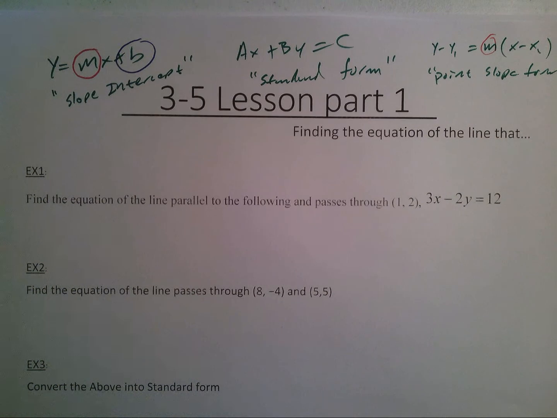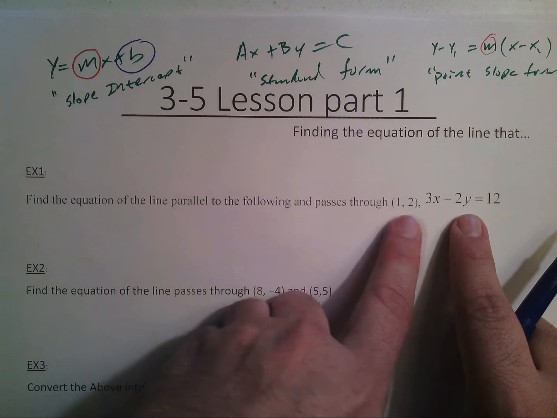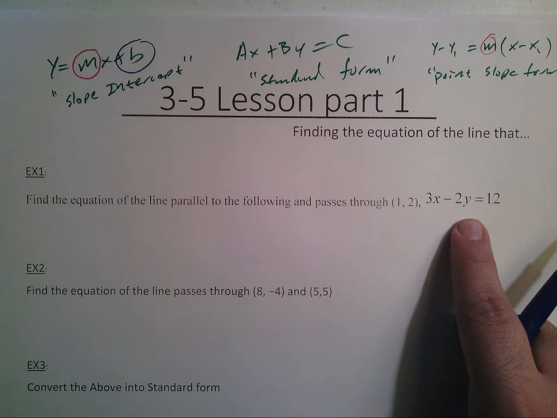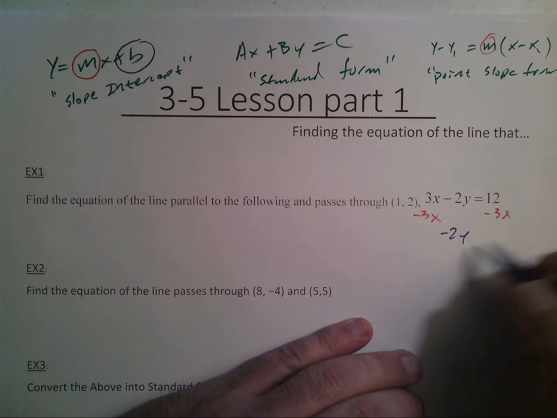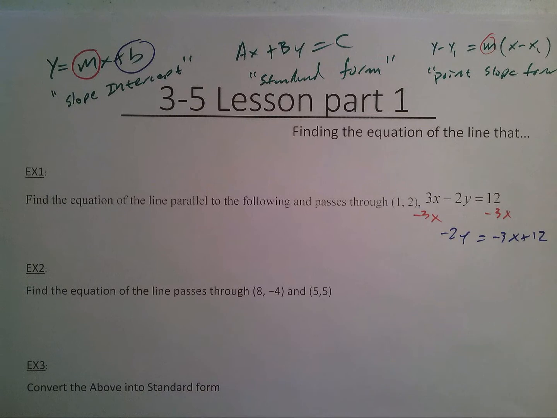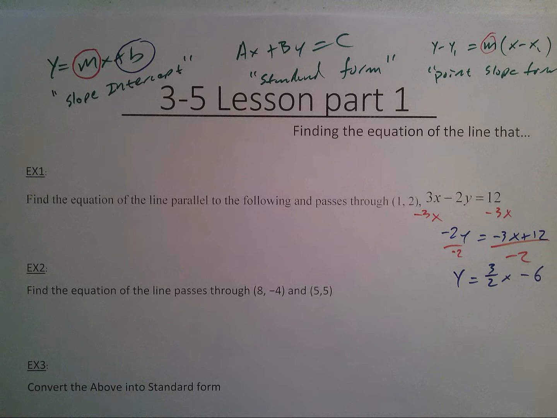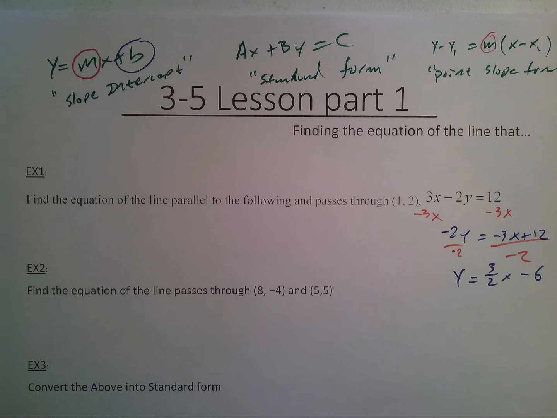So, first and foremost, find the equation of the line parallel to the following: 3x minus 2y equals 12, and passes through 1, 2. So the first thing I need to do is take this equation, 3x minus 2y equals 12, and get the slope. The easiest way to get the slope is to rewrite this in slope-intercept form. In other words, I'm going to get the y by itself. So I'm going to move the positive 3x to the other side. So that becomes negative 2y equals negative 3x plus 12. And then I'm going to divide everything by negative 2. And I'm left with y equals positive 3 over 2x minus 6. So this is an equivalent equation. This is the slope-intercept equation versus what I started with in standard form, 3x minus 2y equals 12.